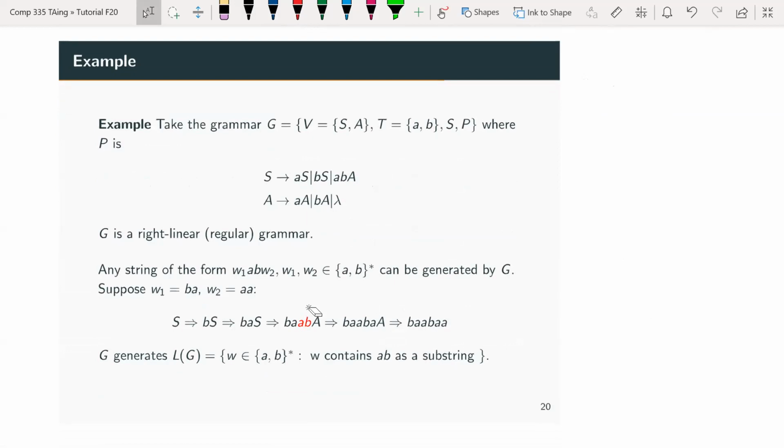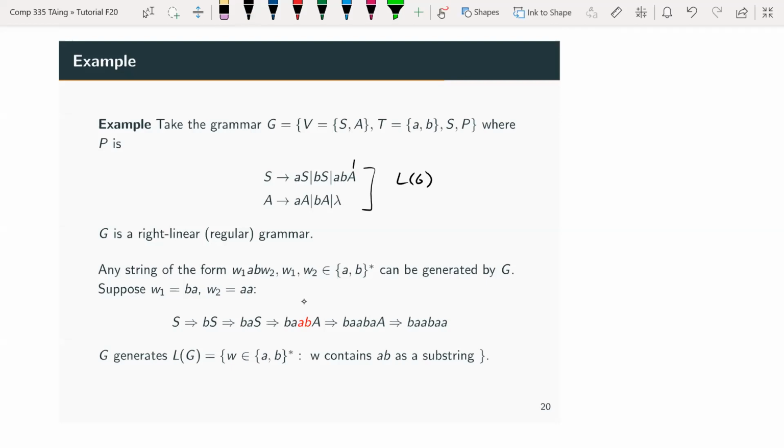So another example here, using the concept of right linear grammars. We have a grammar G here, and we want to know what the language generated by G is. Well, it's a bit easier to inspect regular grammars, because you always know where the variables are going to be. In this case, it's always going to be at the right.